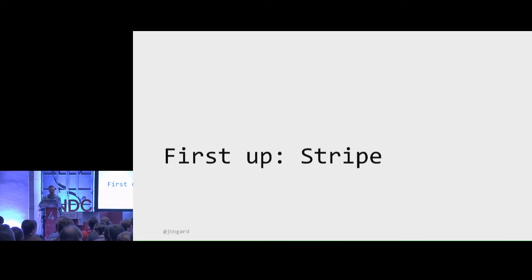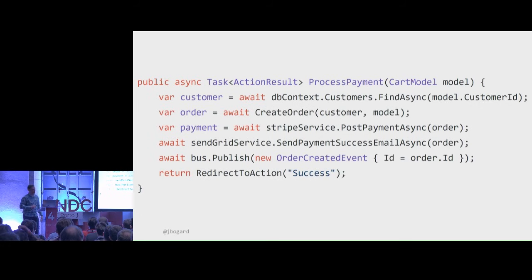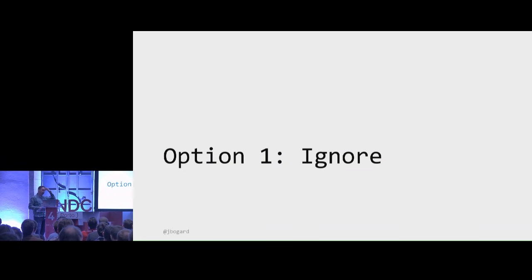All right, first up was Stripe. So 4 options, again, are ignore, retry, undo, and coordinate. The first up is to ignore. Again, just a reminder, these are the 6 lines of code we had before. So what would it look like to ignore a failure of Stripe? Probably like a try-catch around calling Stripe, and then when the exception happens, just swallow the exception.